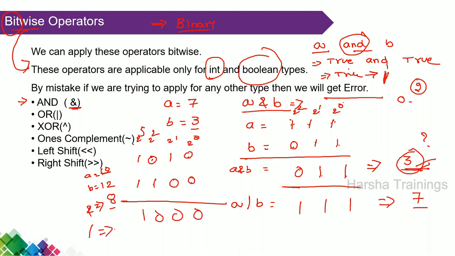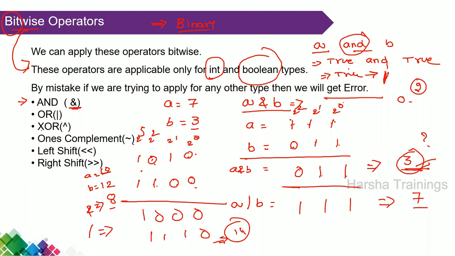If you are performing OR operation, 0 or 0, the answer is 0; 1 or 0, 1; 0 or 1, 1; 1 or 1, 1. So, the answer is 14. You got it? AND operation: if both are 1, 1. OR operation: if at least one is 1, 1.